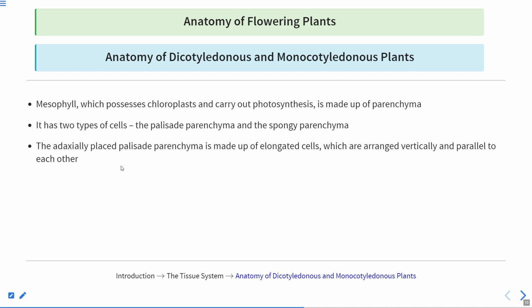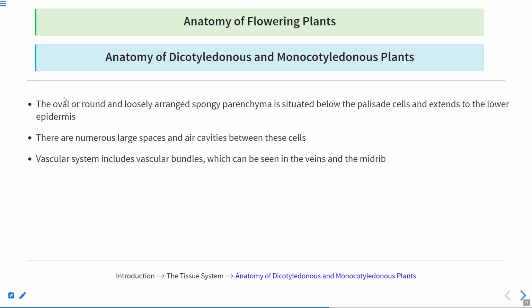But what about the spongy parenchyma? Spongy parenchyma cells are oval and rounded, and loosely arranged. Spongy parenchyma is situated between the palisade cells and extends to the lower epidermis. So mostly these spongy parenchyma cells are present at the lower epidermis. There are numerous large spaces and air cavities present in between the cells. So the spongy parenchyma cells have lots and lots of air cavities in between them.